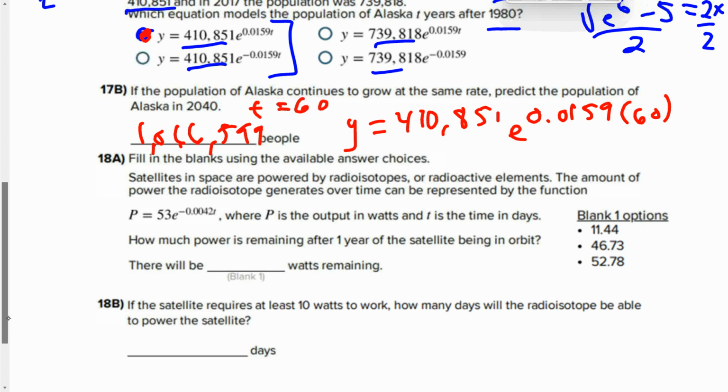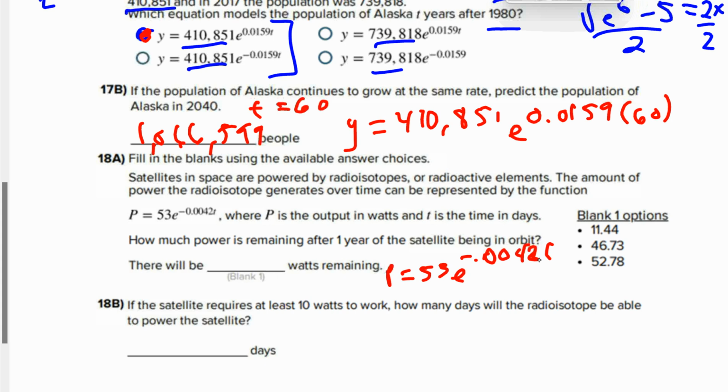So let's go ahead and do that. So P is equal to 53E negative 0.00. Make sure you get the correct amount of zeros. 42 times 1, right? Oops. Now let's see if that 1 is actually correct.